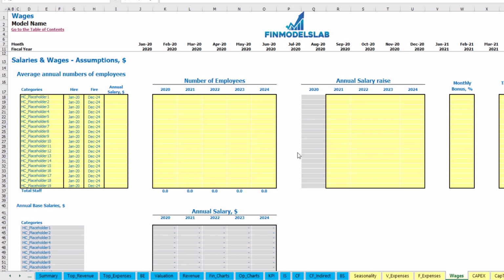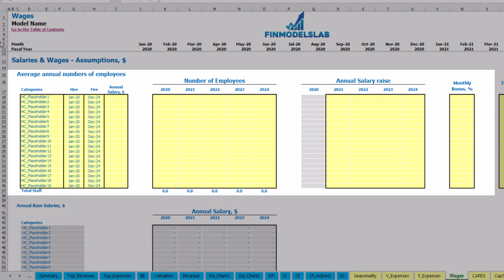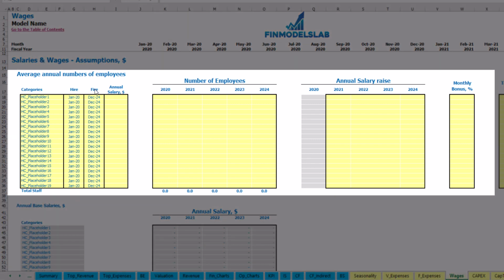On the Wages tab, you can input your headcount by categories, with hire and fire date, with annual salary, with the ability to input different numbers of employees by years, with annual salary rise percentage, with monthly bonus and tax rate. Let me give you a couple of examples.